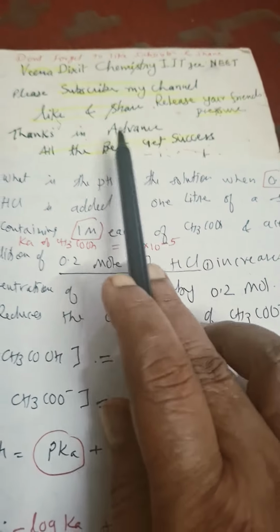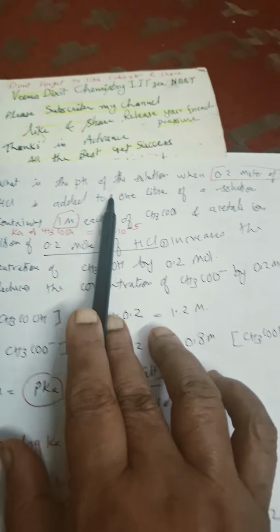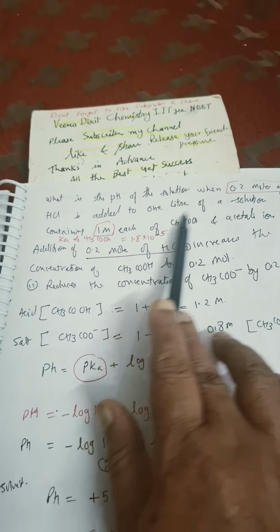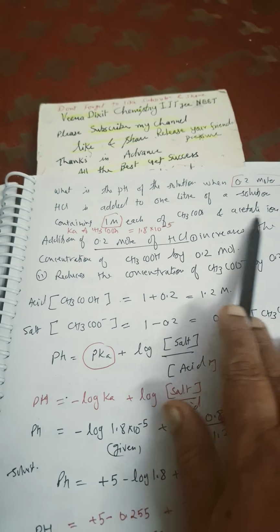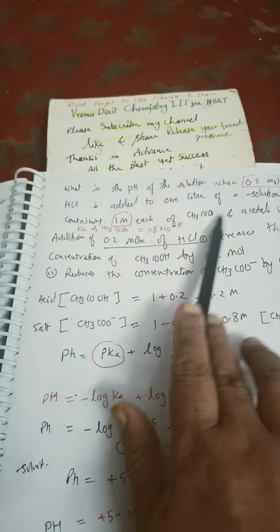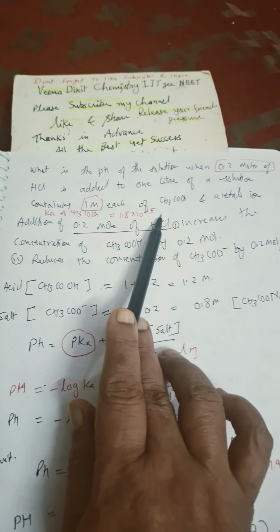Hello student, we are doing ionic equilibrium here, and we will discuss the pH of a solution when 0.2 mole of HCl is added to 1 liter of solution containing 1 M each of acetic acid and acetate ion. It is a 1 M, 1 liter solution. Ka of acetic acid is 1.8 × 10^-5.